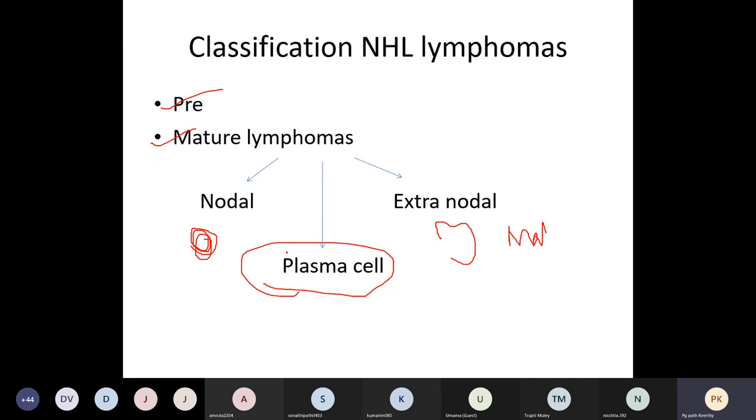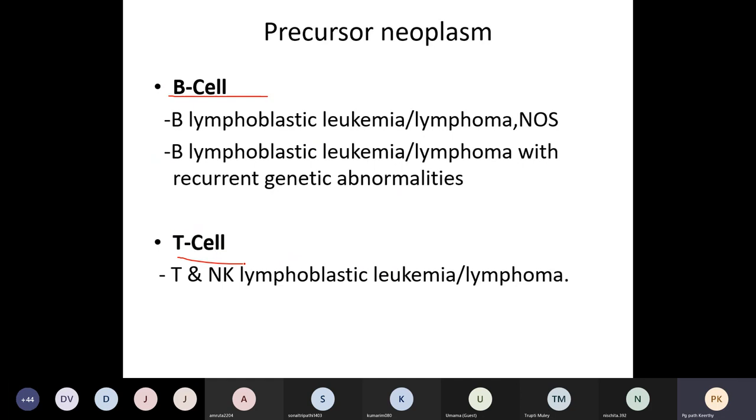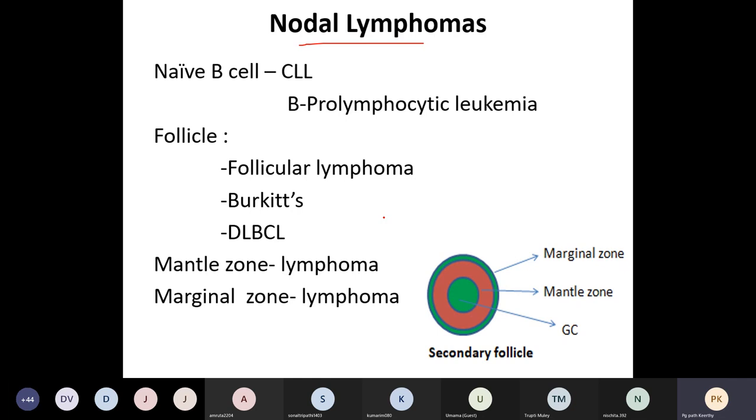In the pre group, based on the lineage, you have B cell and T cell, which we already finished. That is B-lymphoblastic leukemia NOS, B-LL with recurrent abnormalities, and T and NK lymphoblastic leukemia. This we finished. In nodal, we divide them the same way, the way you read the journey of the cell. No need to learn by heart. First, the naive B cell will come.